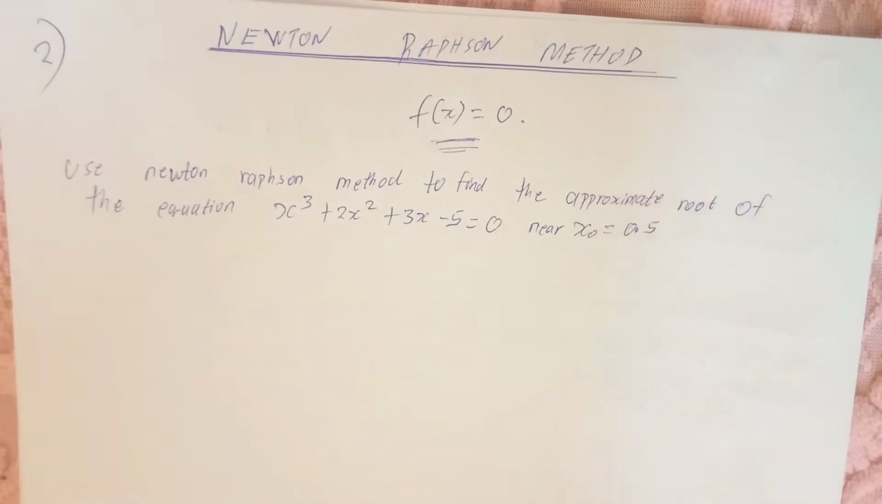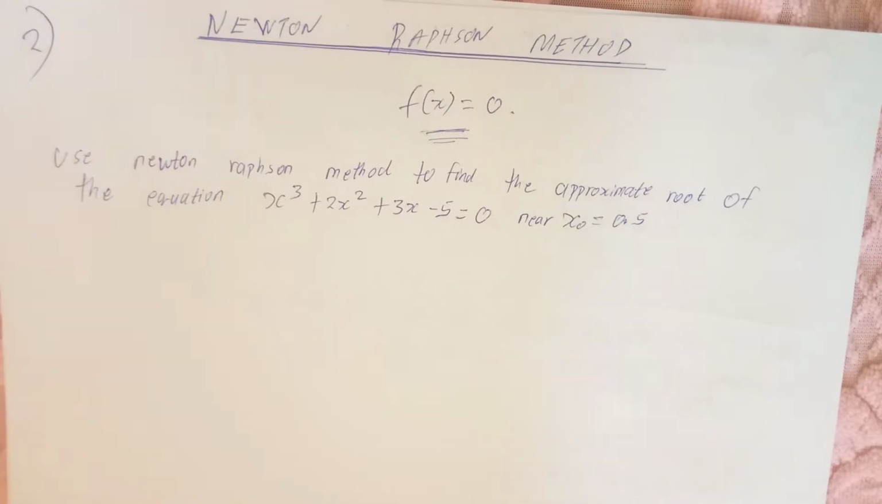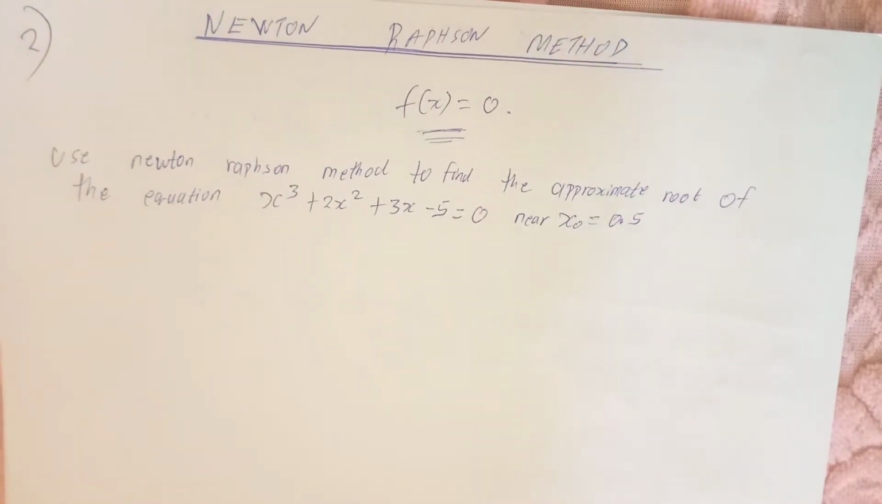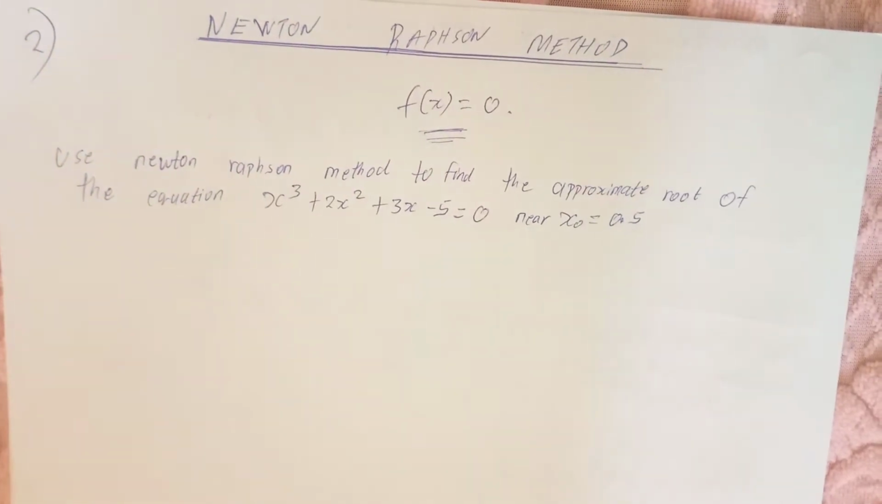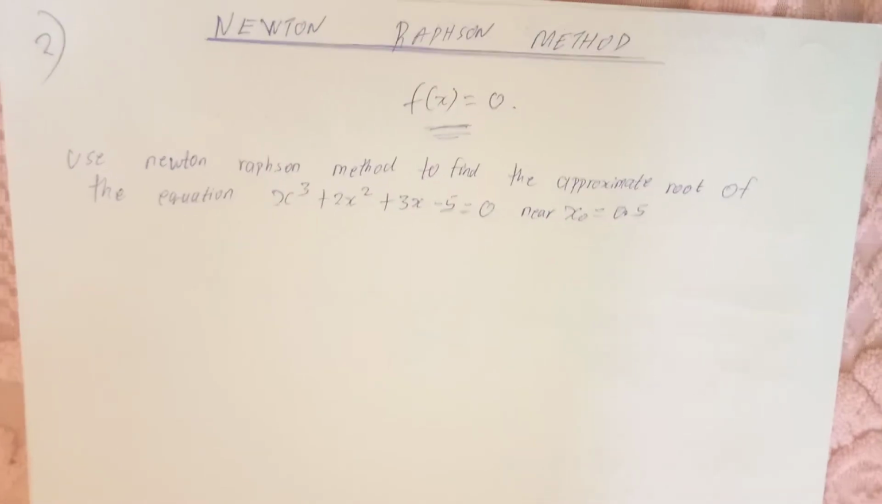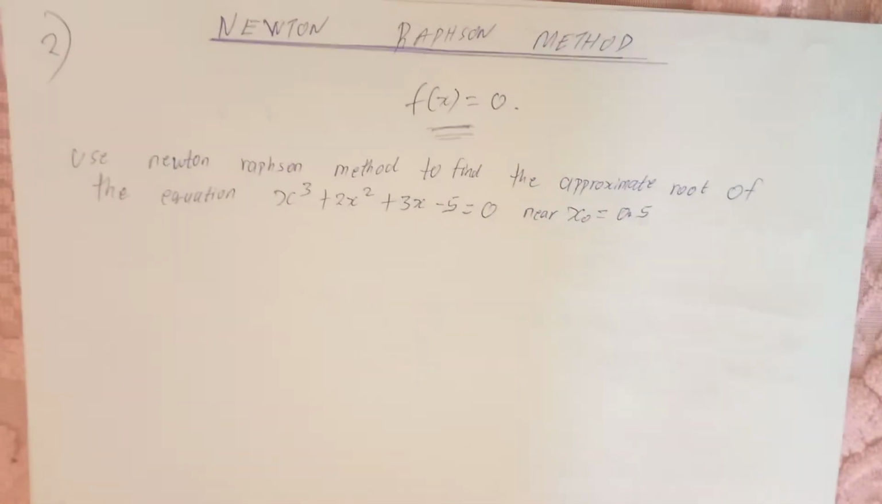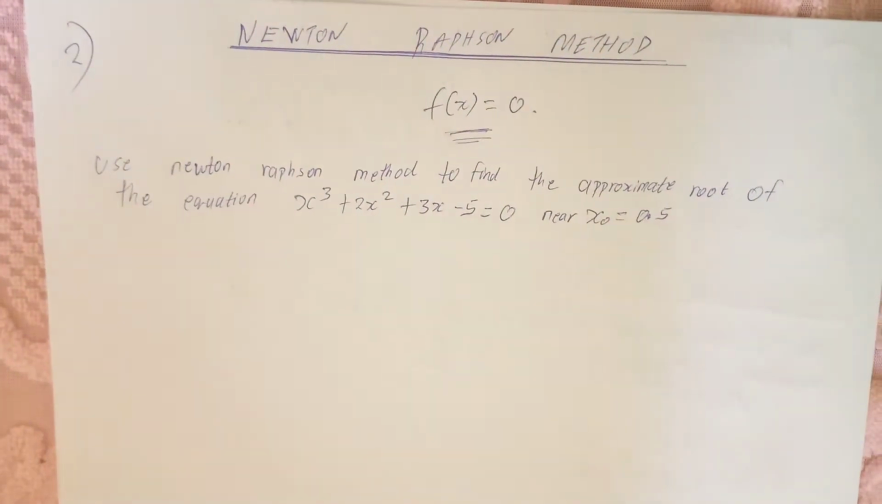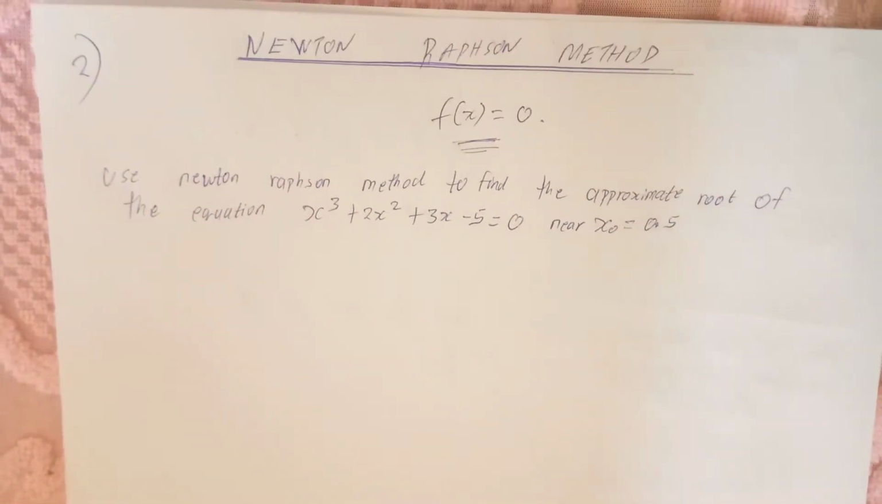We are being told to use the Newton Raphson method to find the approximate root of the equation x cubed plus 2x squared plus 3x minus 5 equals 0. That's our main function. I hope all of you recall from the previous lesson, we have the main function and the derivative of the main function, and we will apply them in the Newton Raphson method.